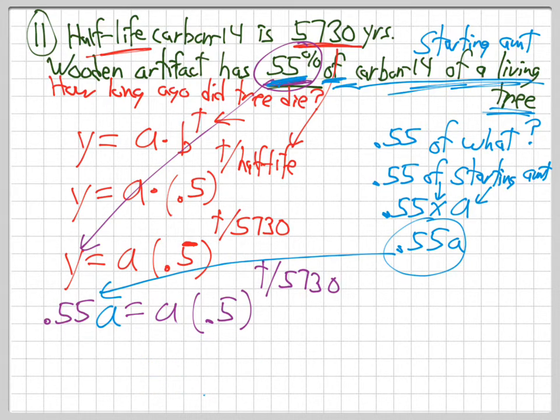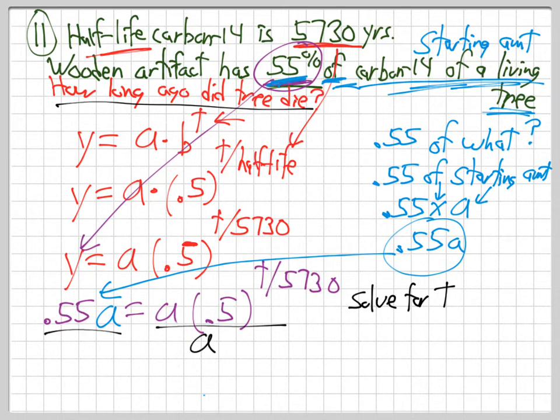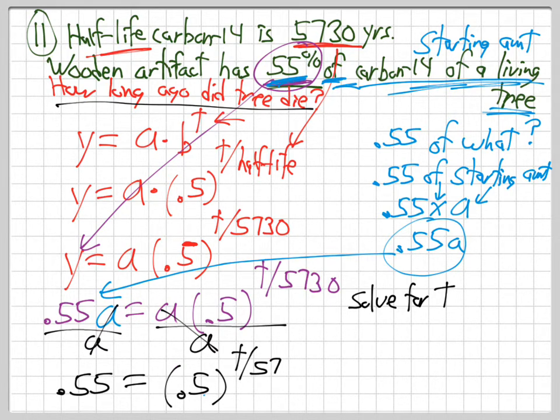Now we have to take that equation and solve for t, because they said how long ago, when did it happen? So we have to solve this equation for t. So how do we solve that equation for t? Well, the first thing we're going to do is divide off the A on both sides. It's a good thing we had the A on both sides, that way we can just get rid of it. 0.5 to the t over 5730, like that.